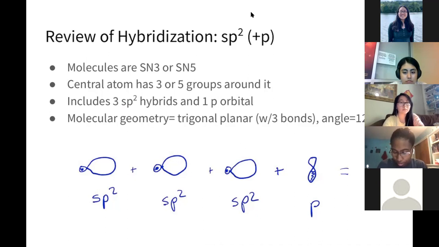You've got your hybrids arranged like that. And then you have your p orbital, which is going in and out of the plane of the board, again, as represented by the two concentric circles, like so. And then the molecular geometry for an sp2 hybridized molecule is trigonal planar if there are 3 bonds, and the bond angle is going to be 120 degrees if you have 3 bonds.